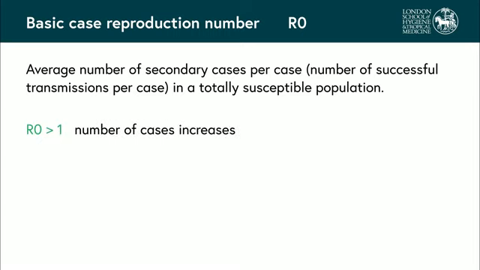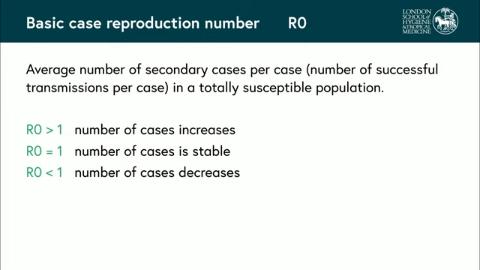While R0 is above 1, case numbers would increase. If R0 equals 1, case numbers are stable. On average, each case gives rise to just one more case. And when R0 is less than 1, case numbers decrease. So it's clearly important to know what R0 is. For COVID-19, because it's caused by a new virus, SARS-CoV-2, we can assume everyone is susceptible.